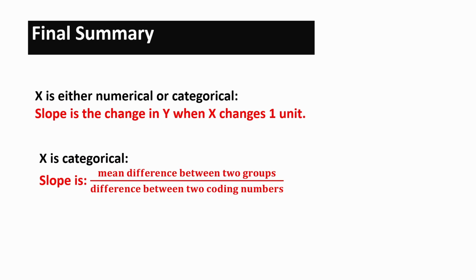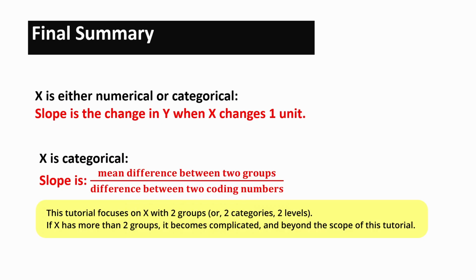But when x is categorical data, then the slope has another layer of meaning. It is the ratio of the mean difference between two groups and the difference between two coding numbers. Of course, for simplicity, I only focus on two groups here. We know that in linear regression, the categorical variable can have, say, 3 labels. But then it leads to another problem, which is that you need 2 independent variables to deal with 3 labels. But that I will leave for another video.